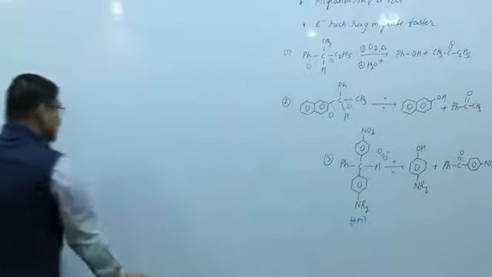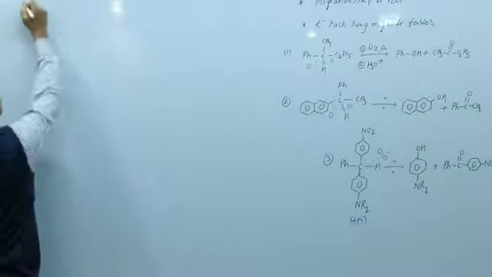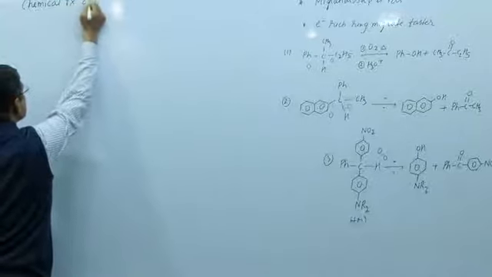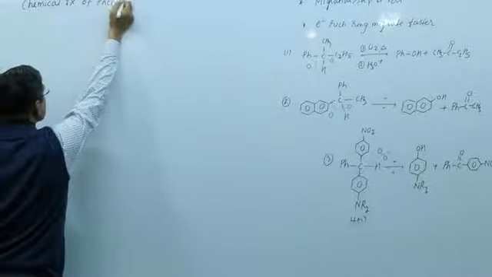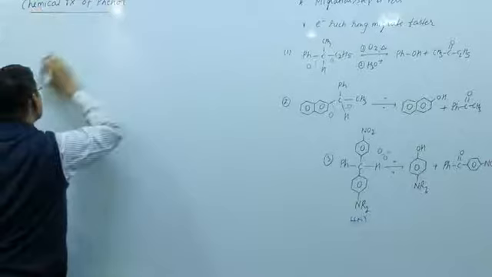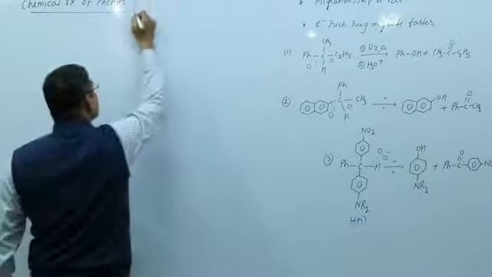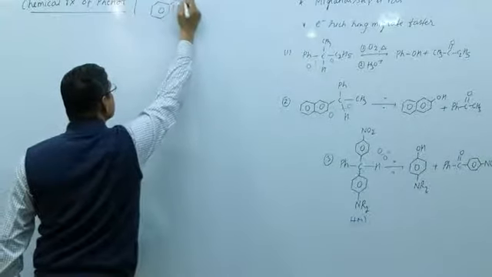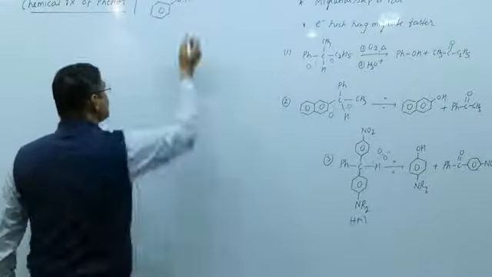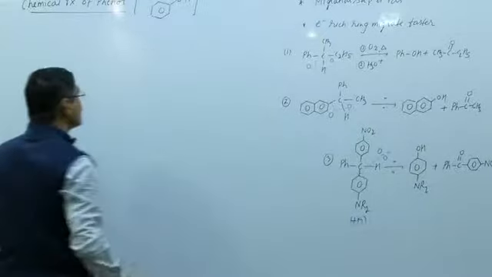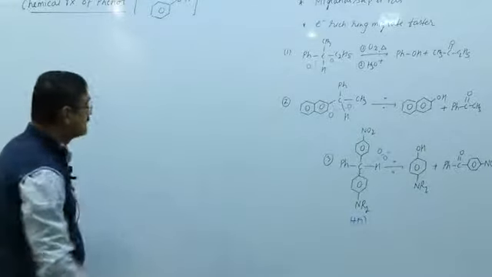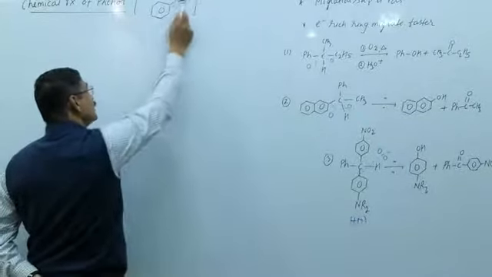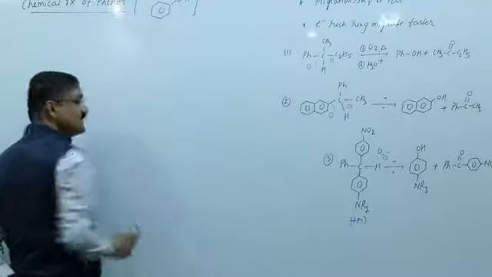Now I come to the chemical reaction of phenol. Phenol has a slightly acidic hydrogen atom, an OH group and a benzene ring. So there is the possibility of three different kinds of reactions: one reaction for this acidic H, a second reaction for the OH group, and a third reaction for the benzene ring.